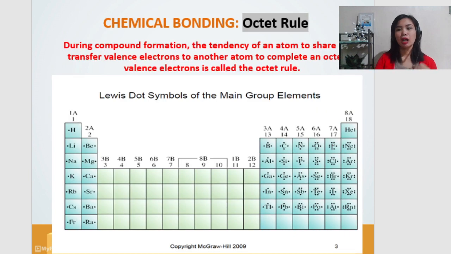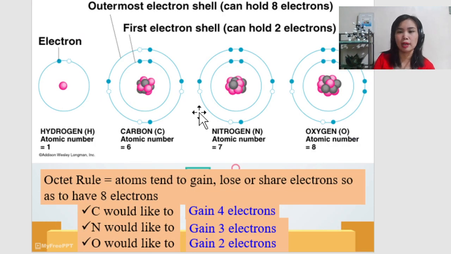Okay, again, it is a universal rule that everything in this world tends to become more stable. Balikan natin yung octet rule: during the compound formation, the tendency of an atom to share or transfer valence electrons to another atom to complete an octet of valence electrons. So, in the periodic table, saang part or sa anong group ang stable na elements? Very good. These are the noble gases. Okay, let's try to review this one.